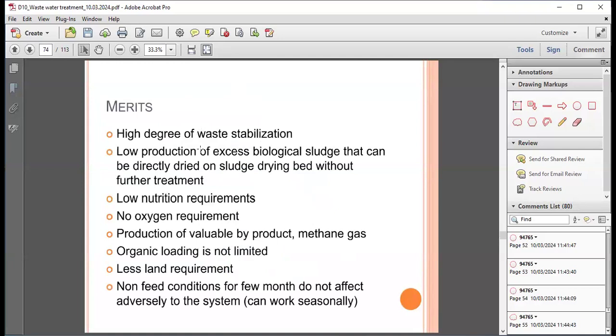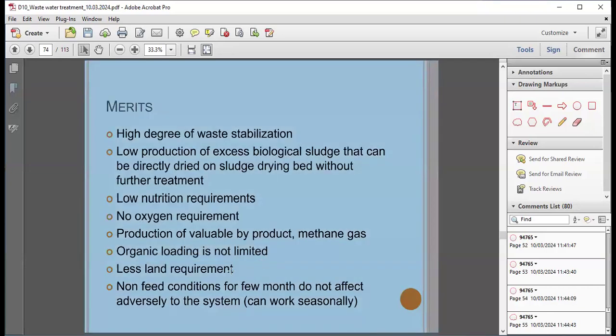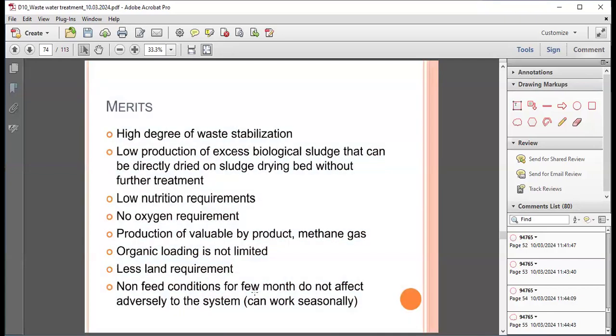Merits: high degree of waste stabilization, low production of excess biological sludge that can be directly dried on a sludge drying bed without further treatment. Low nutrition requirement, no oxygen requirement, production of valuable byproduct methane gas, less land requirement. Feed condition, few months of no feed do not affect adversely the system.